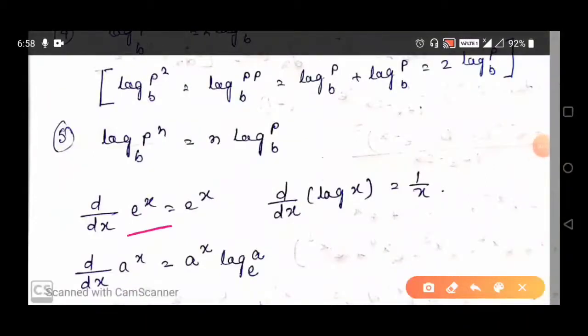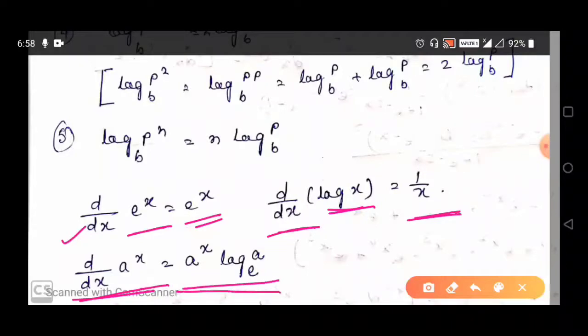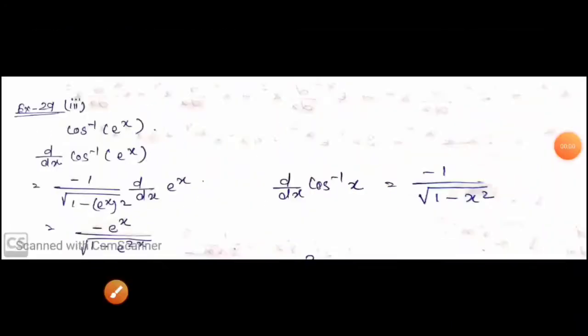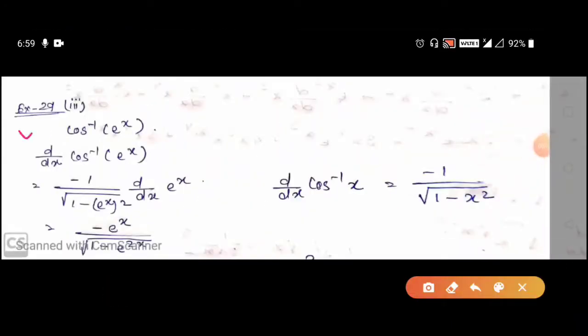Differentiation of e to the power x with respect to x is e to the power x. Differentiation of log x with respect to x is 1 by x, and differentiation of a to the power x with respect to x is a to the power x log a base e. Question number 3 of example 29.